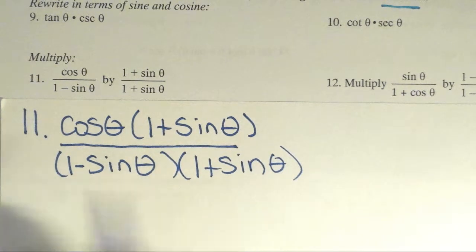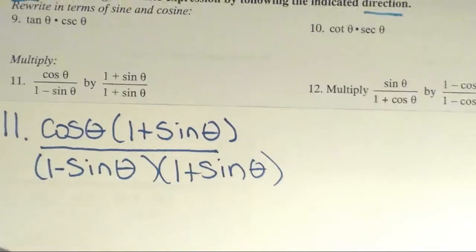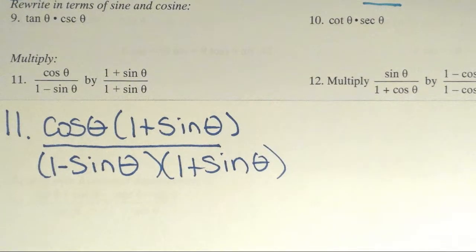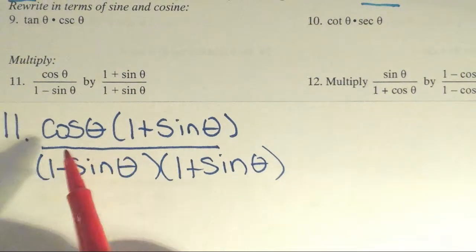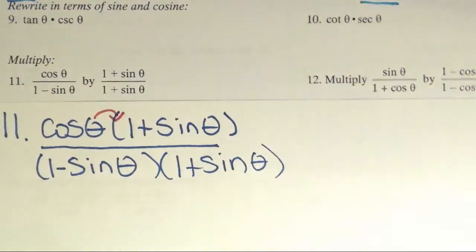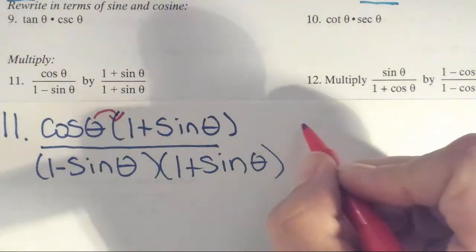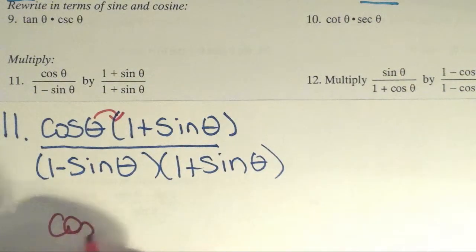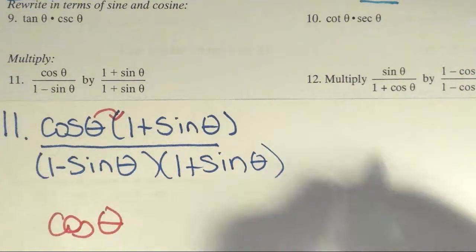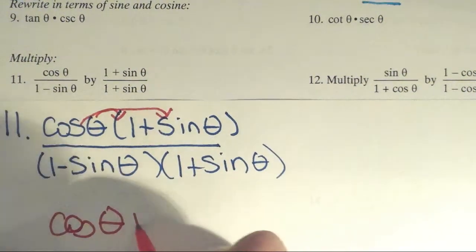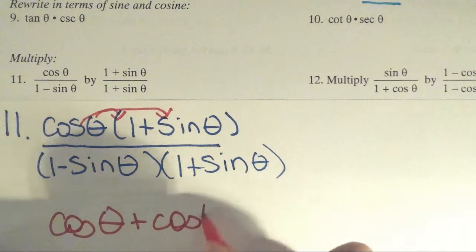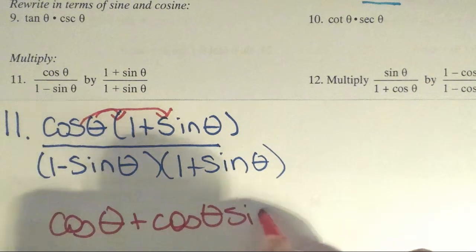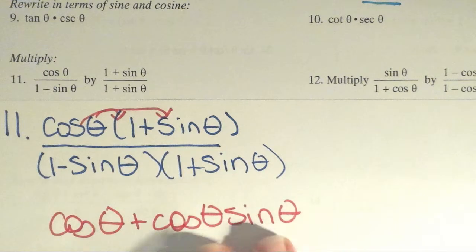Okay, so if I go multiply the top, we're going to FOIL or distribute. So we're going to have cosine times 1 is going to give me, write it down here, cosine theta, and cosine times sine is going to just give me cosine sine. You just write them right beside each other. We're multiplying them.